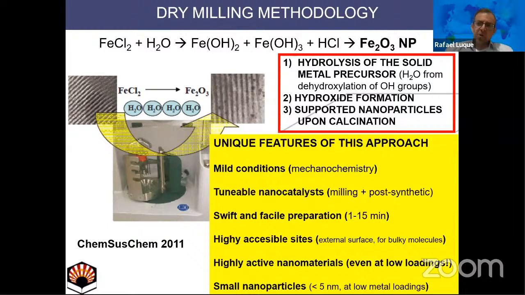But also a protocol that allows an incredible tunability. So it allows a lot of flexibility in terms of fine-tuning the catalyst pre and post-synthetically. In fact, the post-synthetic treatment is the one that I'm going to disclose today in my presentation, dealing with highly active nanomaterials that can be achieved even at very low loadings, that have highly accessible sites, particularly for bulky molecules, because they are preferentially located on the external surface of the material, because it is essentially a surface technique.